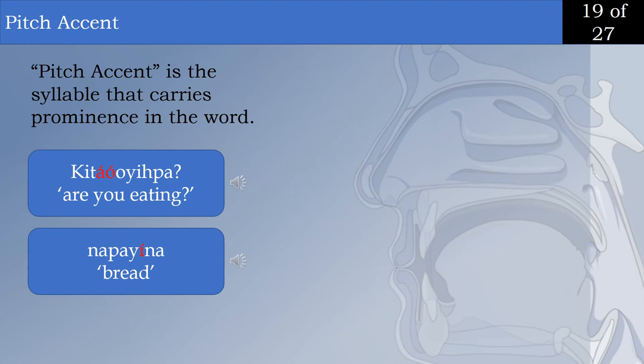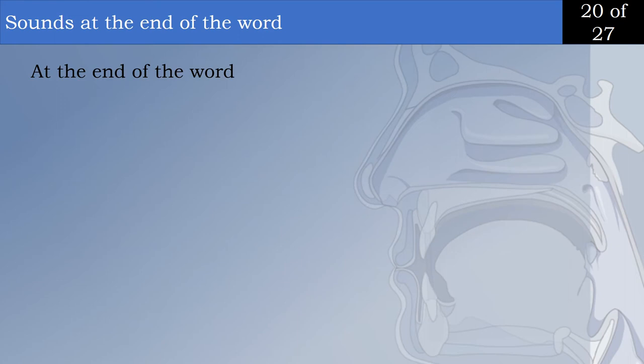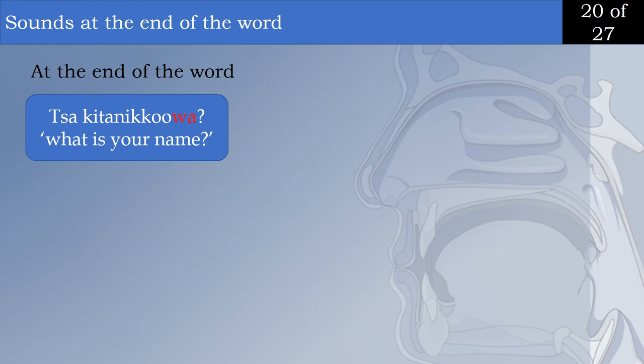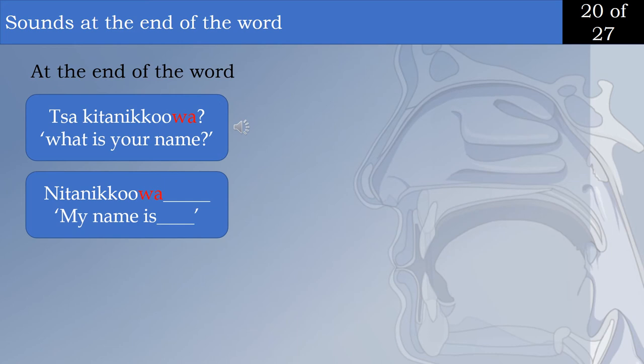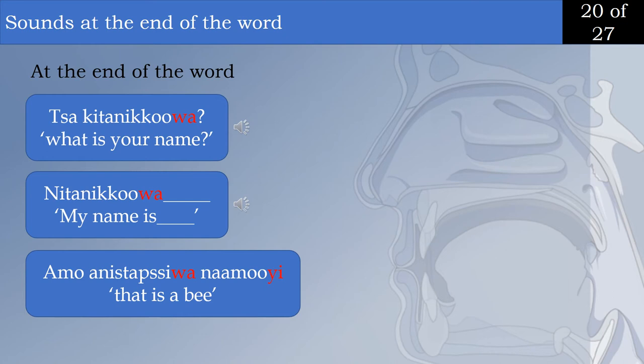At the end of a word, some of the sounds in Blackfoot are produced a little bit differently. Earlier on, we were talking about W and Y. There's two sounds frequently found at the end of words in Blackfoot, wa and yi. In this question, you can hear the wa at the end of the word. Frequently, however, this wa is left off, as is the case in the reply to this question. The same is true of that very common yi ending also found at the end of words. Frequently, it will be left silent as well.